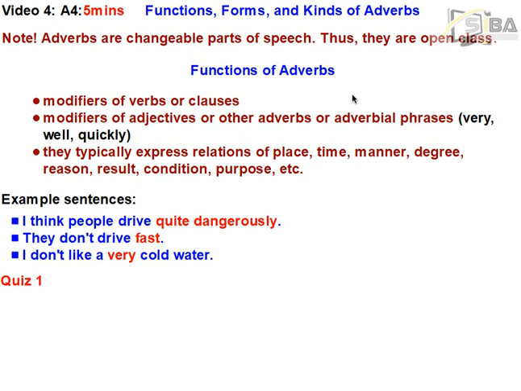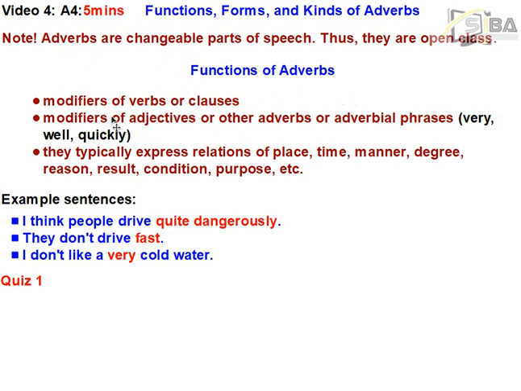The next one is they typically express relations of place, time, manner, degree, reason, result, condition, purpose, etc. That means we have adverbs that tell us where an action happens, when an action happens, how an action is done, how much, why, etc. So we shall be looking at these in detail.